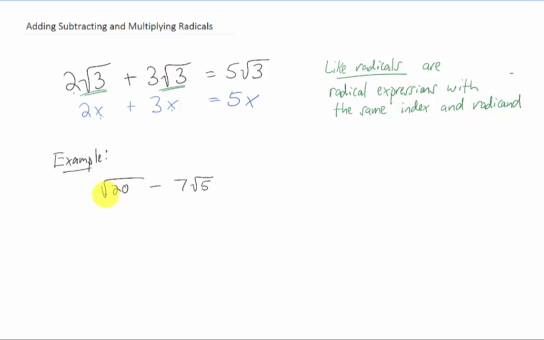So here's an example. Let's take the square root of 20 and subtract 7 square roots of 5. Well, our index is the same. Both of these are a square root, but the radicands are different. So it kind of appears like there's nothing we can do here. However, the square root of 20 can be simplified. 20 can be split up into 4 times 5, and the square root of 4 is just 2. So we have 2 square roots of 5 minus 7 square roots of 5. Now we have our like radicals here, and you just take 2 minus 7 to get negative 5 square roots of 5.